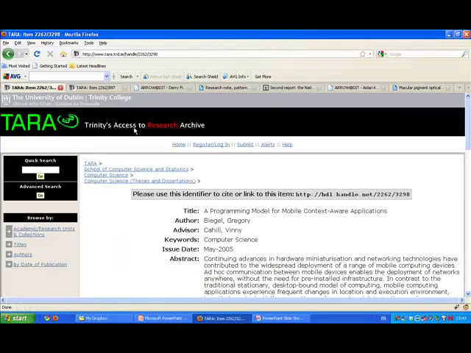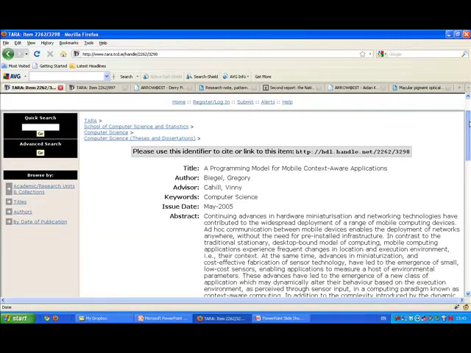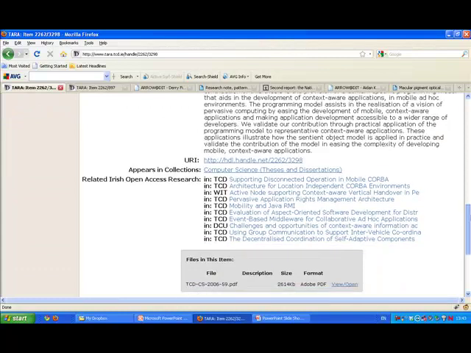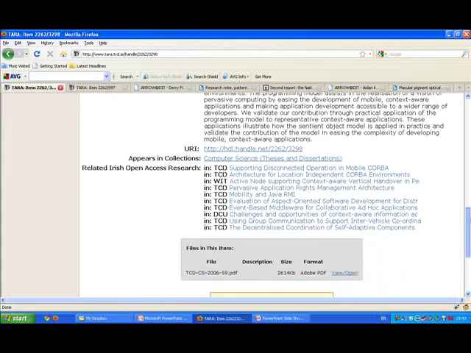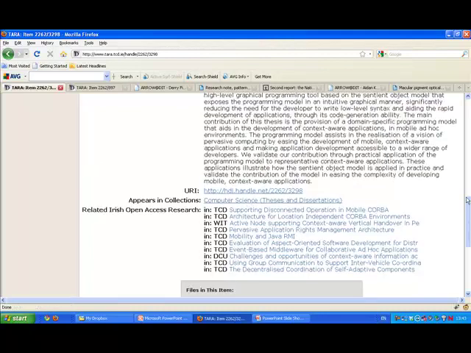This is Tara, Trinity's repository, and they use DSpace. So there's three main types of repository software used in Ireland: DSpace, ePrints and bepress. Most of the papers here are pointing back to other items in Trinity College, but there's one there to Waterford Institute of Technology and another to Dublin City University. So that's it. You can check this out yourself.